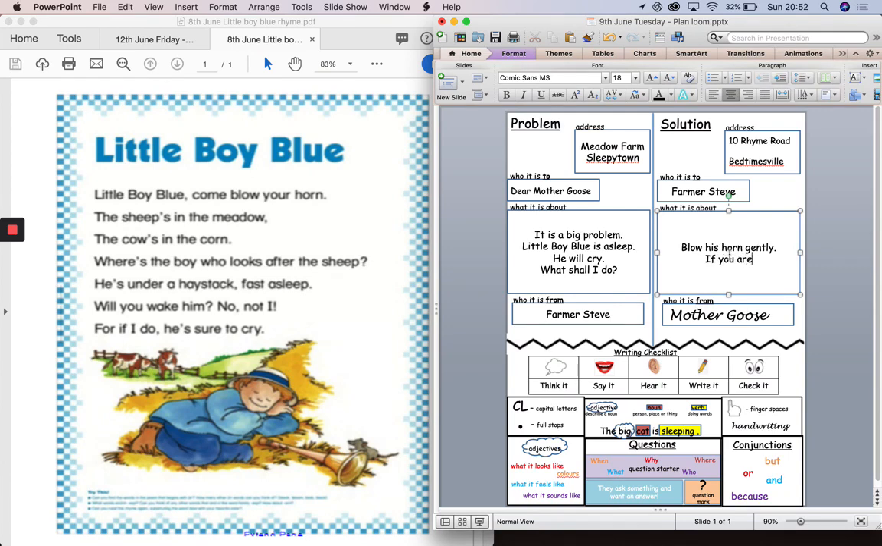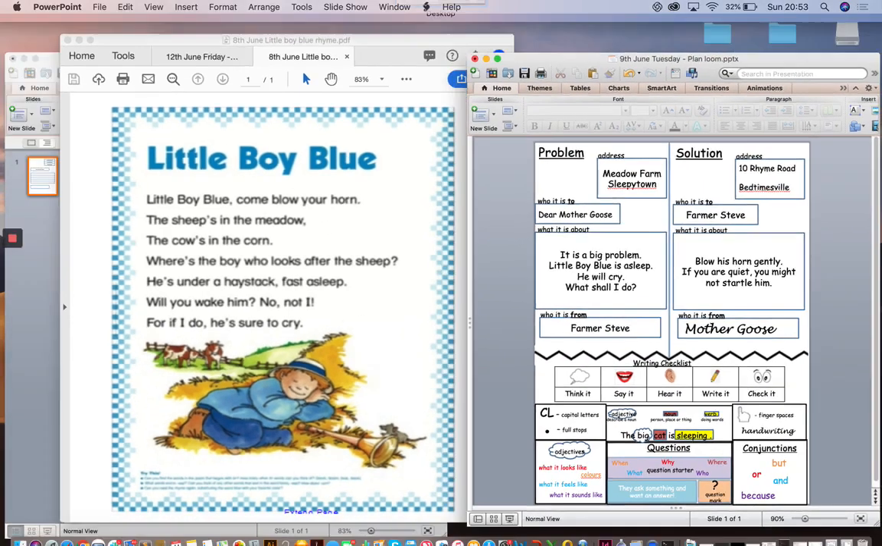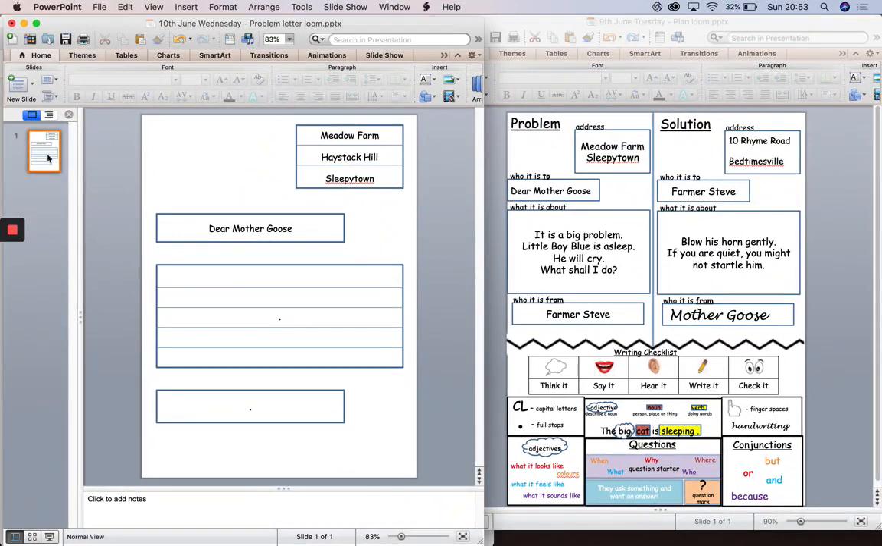If you are quiet, you might not startle him. Now again, I haven't used any adjectives in here, I haven't got a question in there, and I haven't got any conjunctions either. I've got an if there, but it's not quite what I'd like. So I am going to add to that and make it a little bit stronger when I come to it in a moment. So now I'm going to bring up my letter.